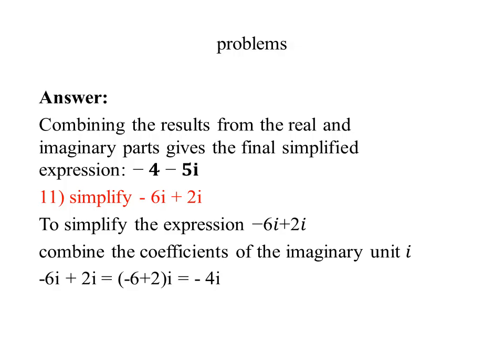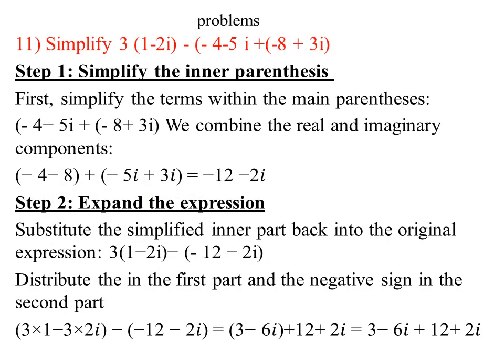We have another problem: -6i + 2i. To simplify the expression, we combine the coefficients of the imaginary unit. If we take i as common, we are left with -6 plus 2, which gives -4i.